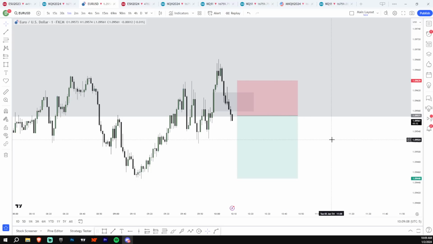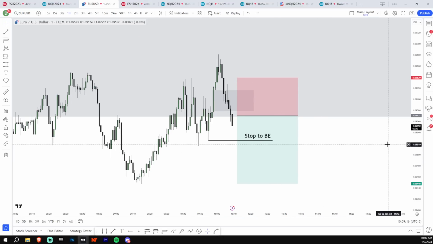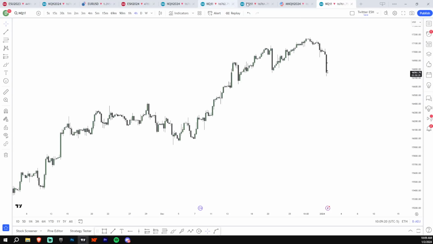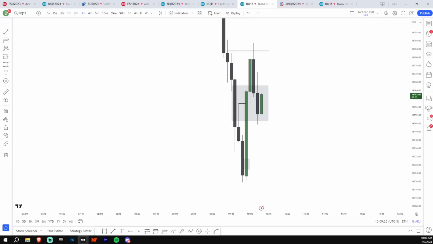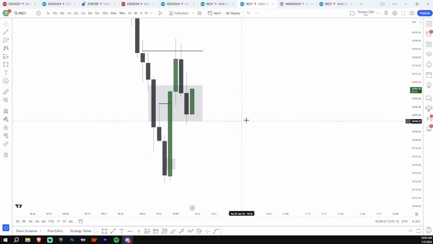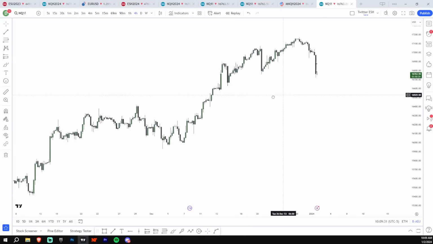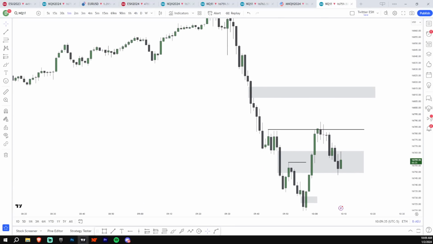All right, so this triggered, but it is outside the kill zone. But good luck if you take it. This would be your stop to break even. All right, NQ. Let's check NQ real quick. NQ. I just don't like NQ here. I have nothing to say.